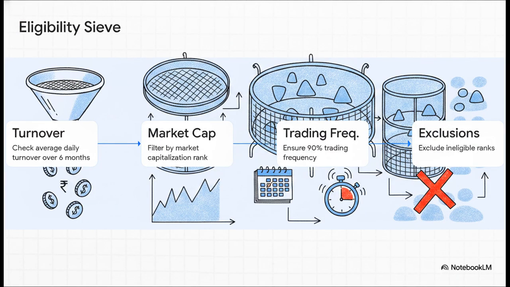Think of this whole process as a rigorous series of sieves. It's not just about being a massive company. You have to pass some strict liquidity tests. For instance, a stock needs to have traded for at least 90% of the days during the previous 6-month period. They literally have to constantly prove their relevance and liquidity just to get their foot in the door, let alone maintain their spot on these indices.